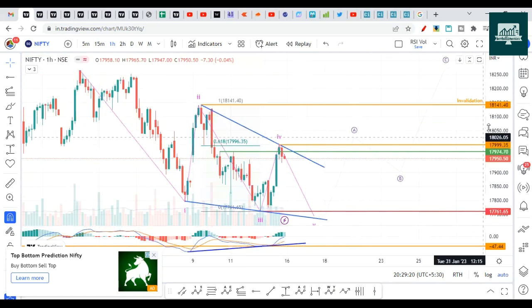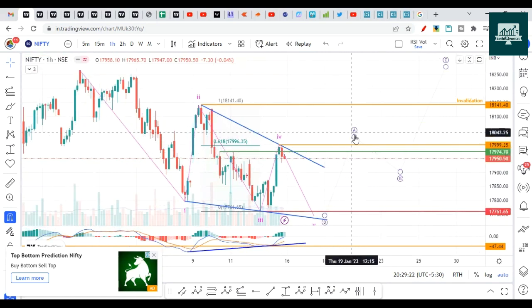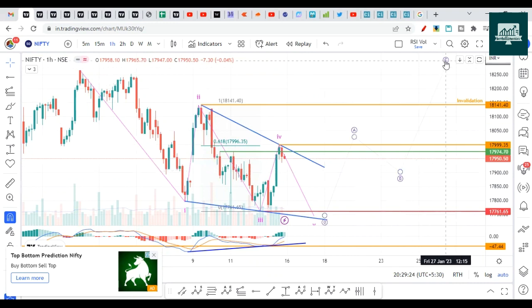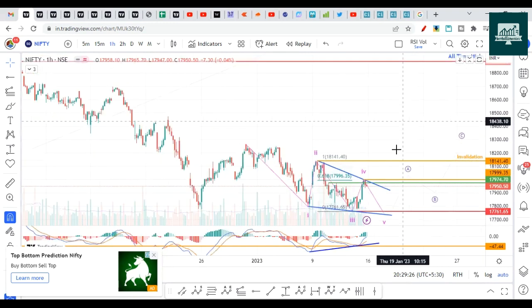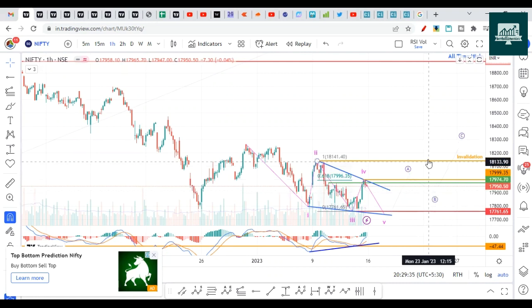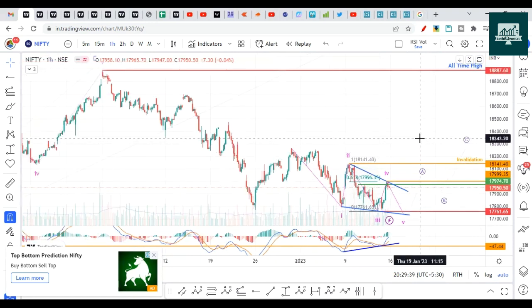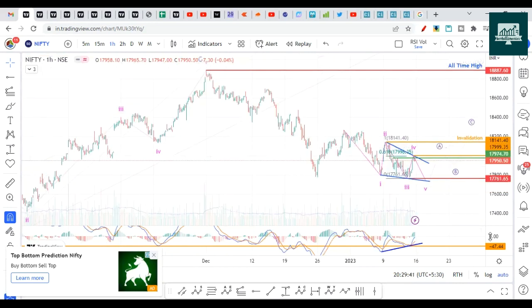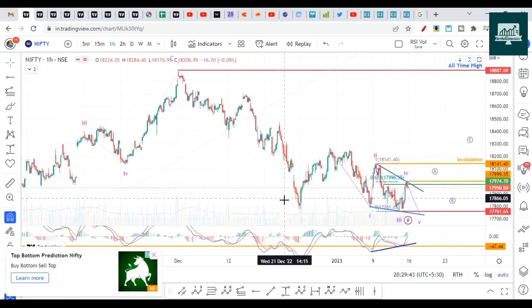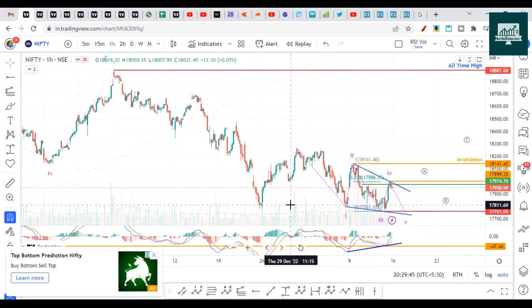Okay, wave A should come up and break above 18,000, then we'll have a consolidation wave, and then wave C can start. By the end of next week we should see wave A completed and B wave running. So I think till the budget it will move towards 18,300, and after the budget it will crash. That's what my view says. Let me know in the comments, what do you think?